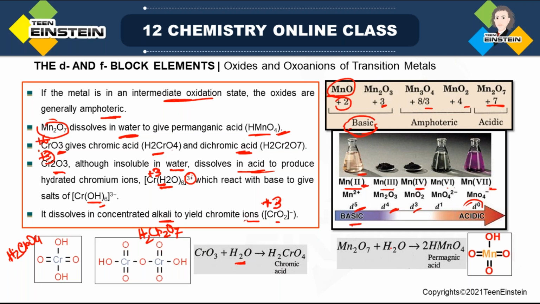Okay, and as the number of d electrons is changing, the color is also dependent on that, because when there are d electrons present, the color is because of d-d transition. Okay, and as the number of d electrons is changing, the color will also change.